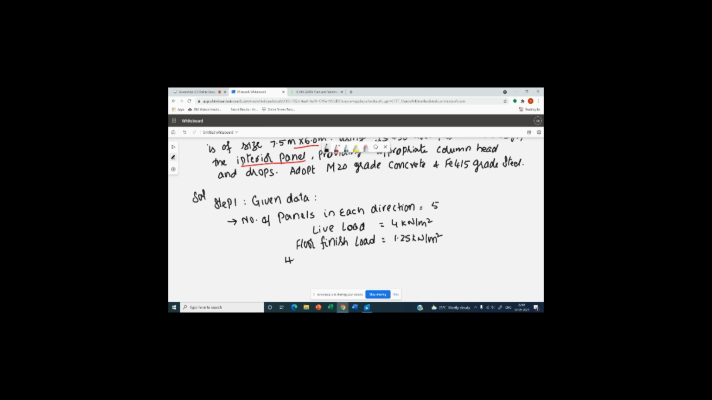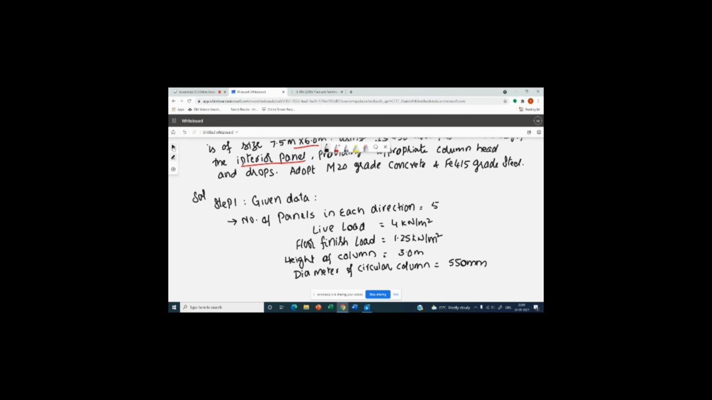Height of column is given as 3 meters. All the given data of the question is being copied here. Also, because it's a circular column, the diameter of the circular column is given. If it's a rectangular column, then the size of the rectangular column will be given to us. Here it is 550 mm.